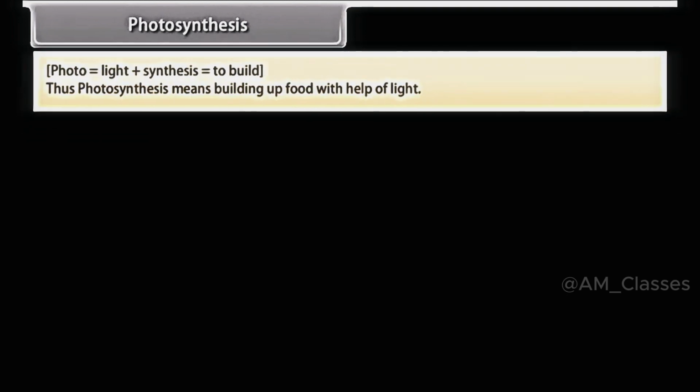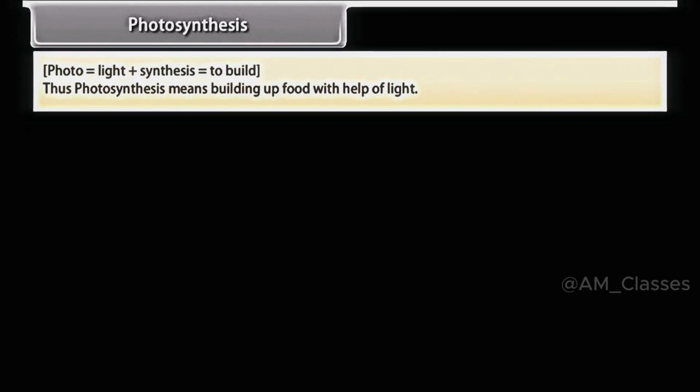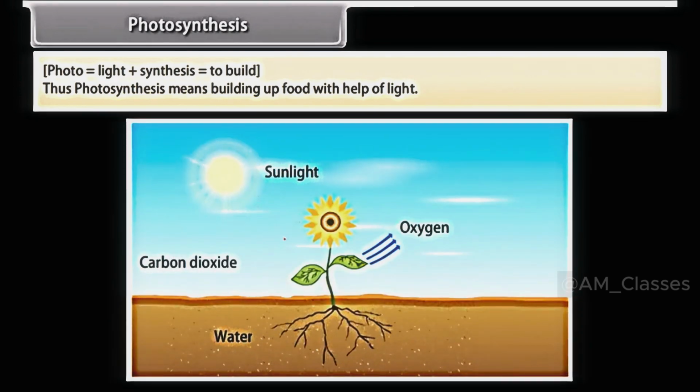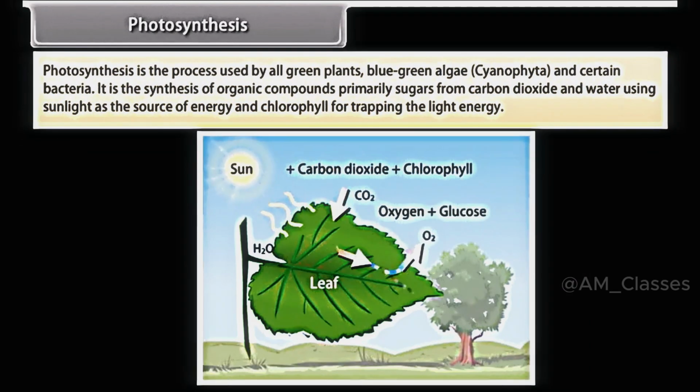Photosynthesis. Photo means light and synthesis means to build. Thus, photosynthesis means building up food with the help of light. Photosynthesis is the process used by all green plants, blue-green algae, cyanophyta, and certain bacteria.